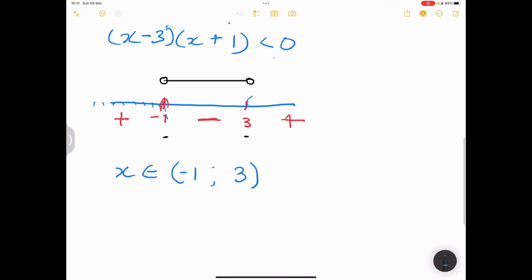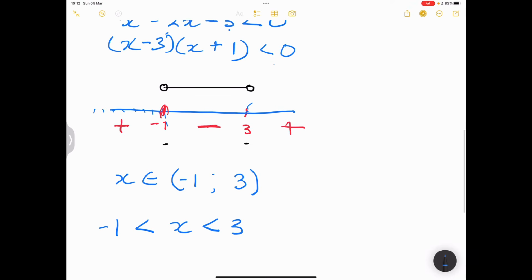If you want to put this as an inequality, in this case, what is our solution? Let me write this here. So x would be less than 3, but it would be greater than -1. I should actually be saying x is greater than -1 and less than 3. I hope that makes sense, ladies and gents.